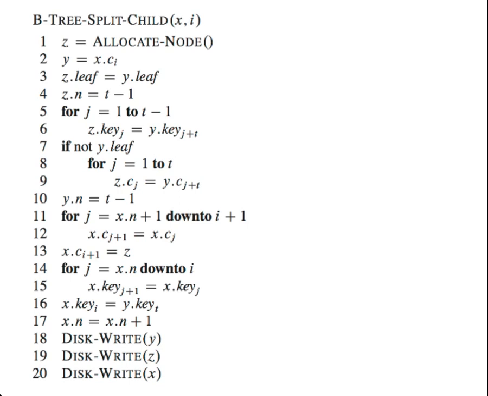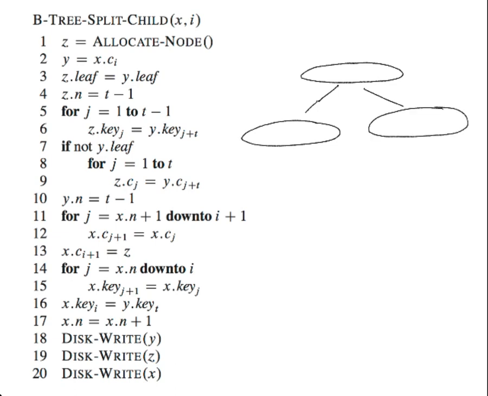So I'm going to have a tree. It looks something like this. And we're going to make changes to it. All right, so we create Z in the first step. And let's see, X is going to be here. And we have Y, the child we're going to split. So let's say this is Y.